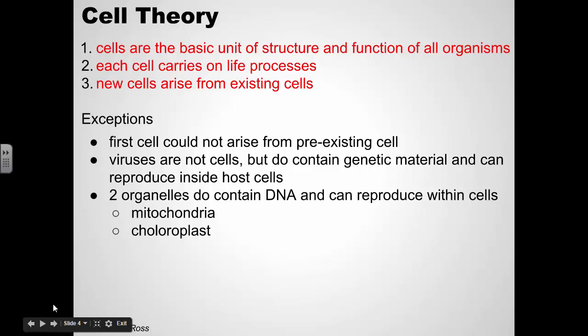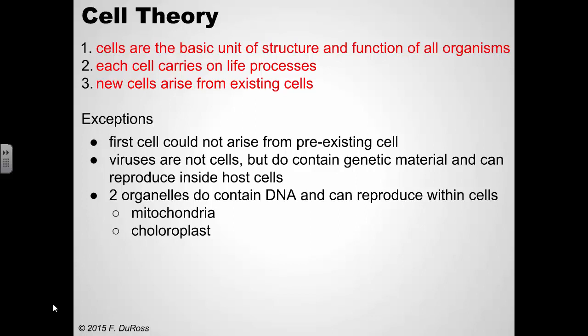Now there are some kind of exceptions. If we say new cells only arise from existing cells, well, that brings us to the inevitable question of, then where did the first cell come from? As we studied in our last section, the heterotroph hypothesis and ideas about the origins of life on Earth, where you have first organic molecules formed, and then eventually self-assembling molecules, and so forth. So that is sort of an exception.